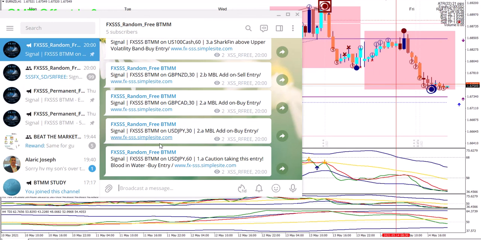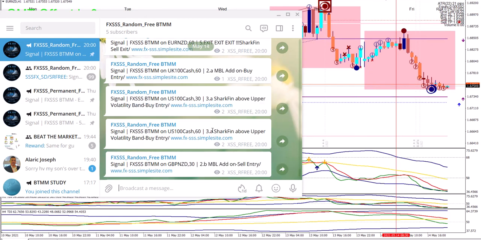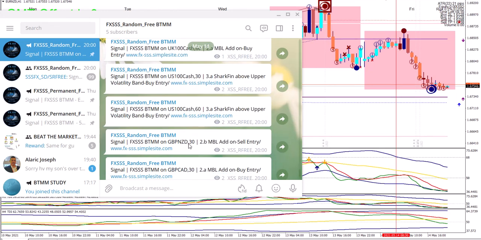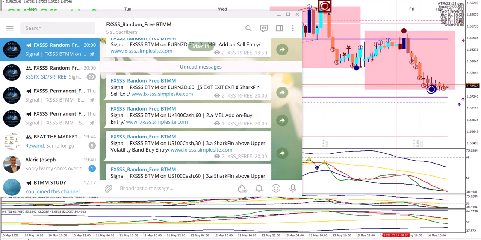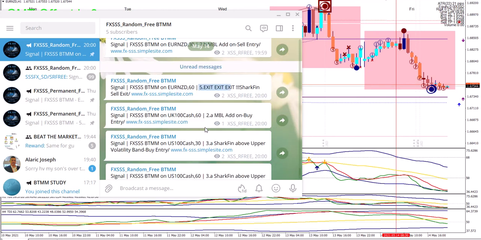Right? Where is it? Man, there was a shark fin now. It's gone. I'm sure there was a shark fin here. Or is it? No. What was it? Shark fin exit. It was Euro New Zealand 1 hour. Oh, I misread it. Sorry, guys. I misread it. It was actually a shark fin exit. Yeah, my apologies. You can rewind. Maybe I made a mistake.